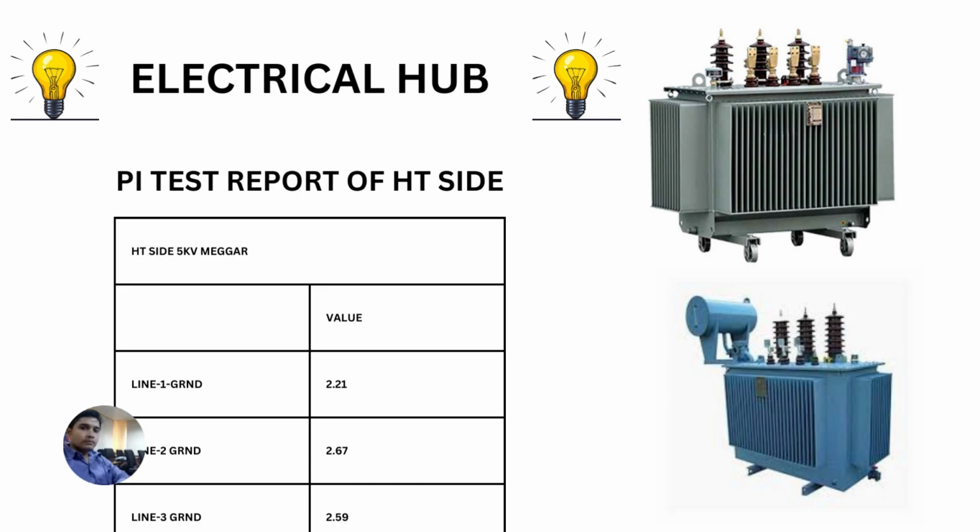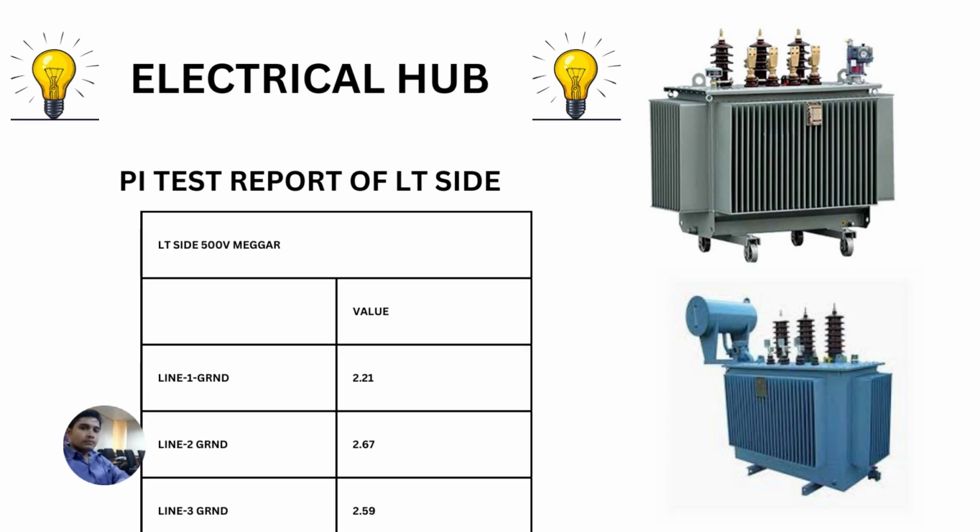But the one thing to be kept in mind is that it should be done for 600 seconds by 60 seconds. Similarly, you can do the PI of the LT side, but it should be done with the LT meter, that is a 500 volt meter. Its value is also approximately 2 or 1.5, same.